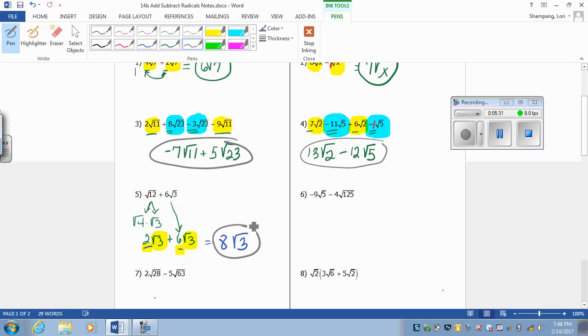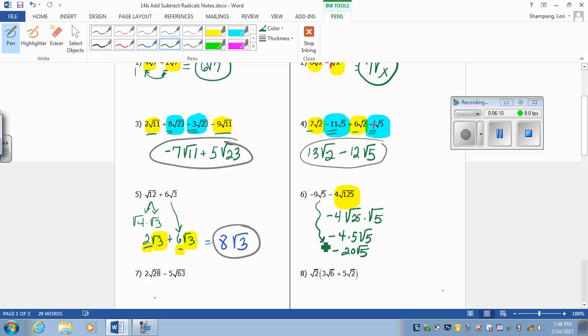Number 6, we have negative 9 times the square root of 5 minus 4 times the square root of 125. At first glance, we see two radicands that are not the same. But this square root of 125 is not in lowest terms. So let's see if we can simplify that. We have negative 4 times the square root of 25 times the square root of 5. Negative 4 times 5 times the square root of 5 gives me negative 20 times the square root of 5.